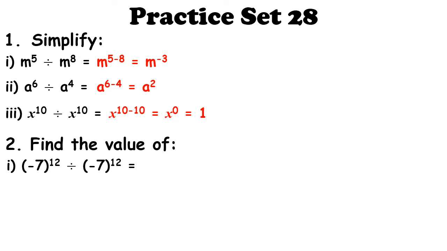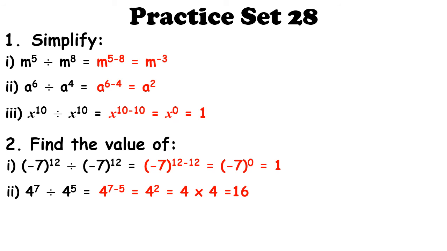Minus 7 raised to 12 divided by minus 7 raised to 12 will be equal to minus 7 raised to 12 minus 12, which is minus 7 raised to 0. And as I just said, any number raised to 0 will be equal to 1. Let's solve another sum. 4 raised to 7 divided by 4 raised to 5 will be equal to 4 raised to 7 minus 5, which is 4 raised to 2 or 4 squared.